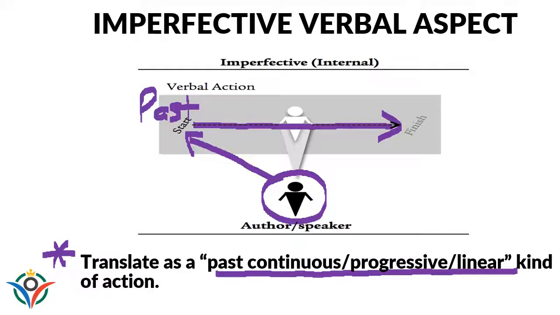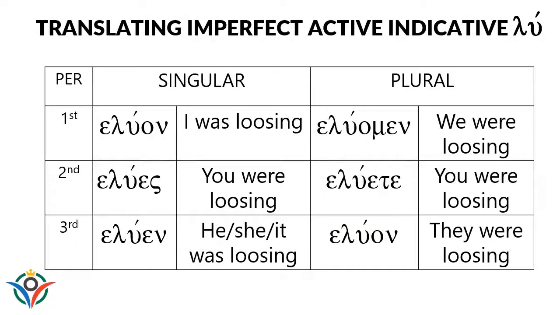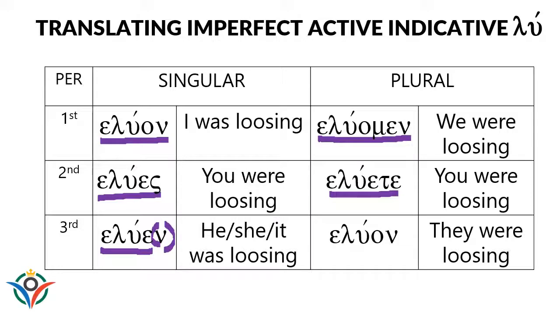All right, so let's put some flesh and words onto this concept and see how we would actually translate the imperfect active tense forms. So we've learned our forms. The singulars are eluon, elus, and elue with the movable nu. The plural forms are eluamen, eluete, and eluon. So we're going to translate the imperfect active as a past action that is still progressive, linear, or continuous.